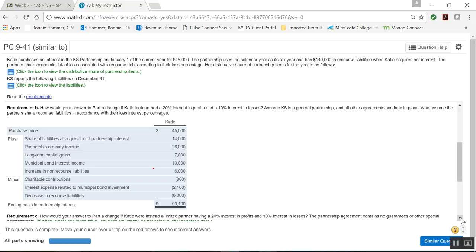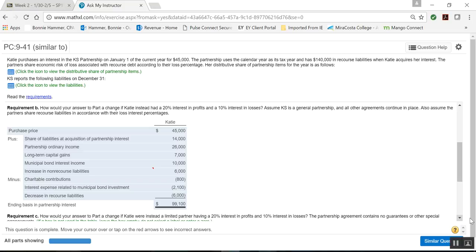It could change. The agreement could state something different than what it's saying here in requirement B. But I think normally they would share recourse liabilities in loss percentages, and then they would share in non-recourse debt in profit percentages. That'd be the general rule, and then you can always have special arrangements in the partnership agreement.